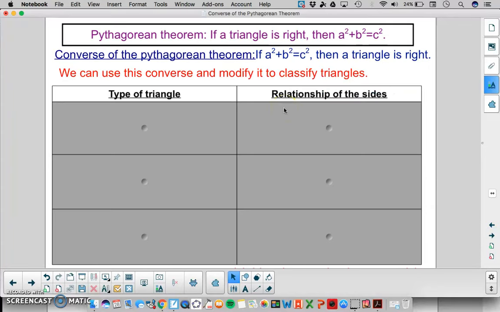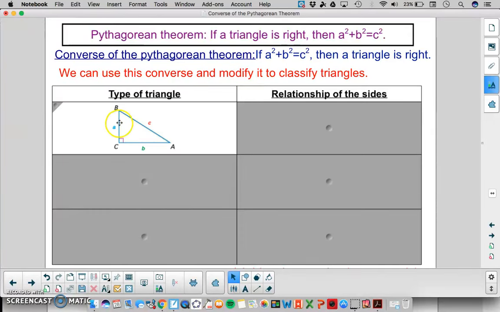Now we can also use the converse of the Pythagorean theorem, which states if a squared plus b squared equals c squared, then a triangle is right. So if we know that those values work in a squared plus b squared is equal to c squared, then we know that we have a right triangle. But what happens if it's not equal? We can actually use this converse and modify it to classify triangles.